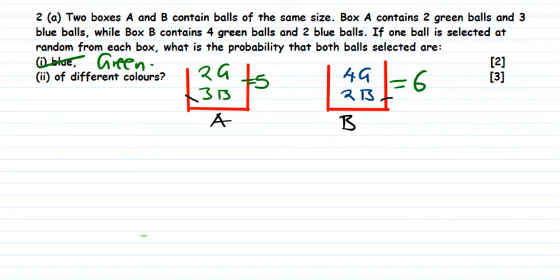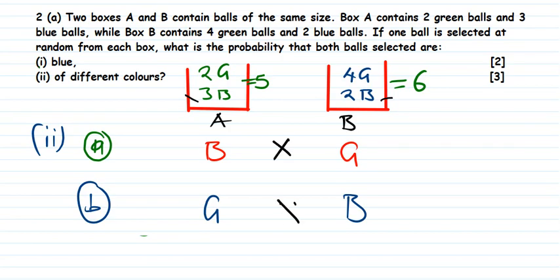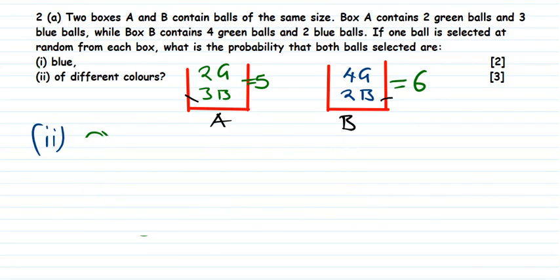Now let's handle the second part of the question, which says of different colors. So think of it. What are the possibilities of getting two different colors? The first case would be you pick a blue one from A and then a green one from the other one. That would give you two different colors. Now it can also be the opposite. You pick green from the first one and then blue from the other one. So the secret is we have to determine the probability of picking that and also this, and then we get to add them together.